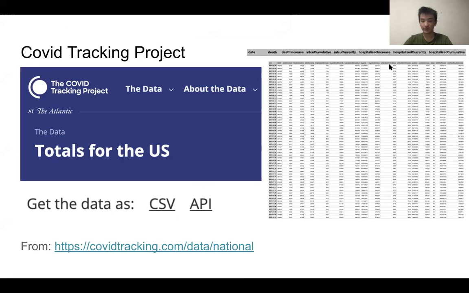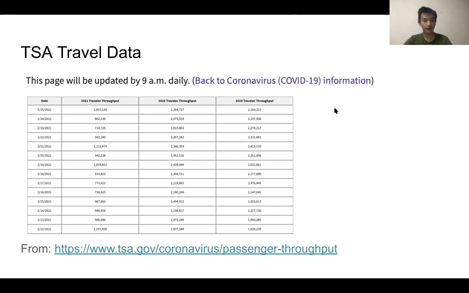And on the right, you can see the data set itself, which has one row for each date, and it has different features such as death increase, hospitalized increase, and a variety of others. I'll be using death increase as my target for prediction, the death increase in the future. So I'm using data from the past to predict the future. All right, let's go to the next slide.